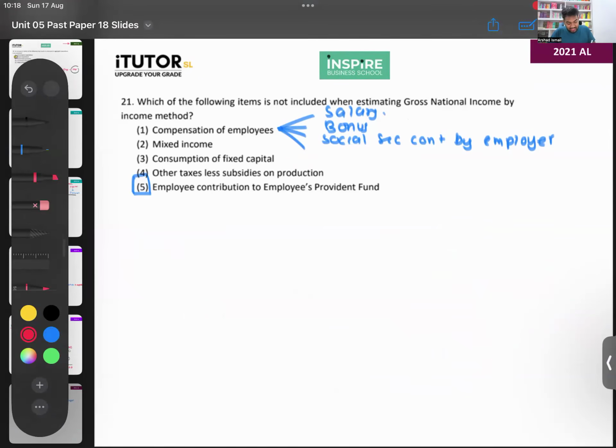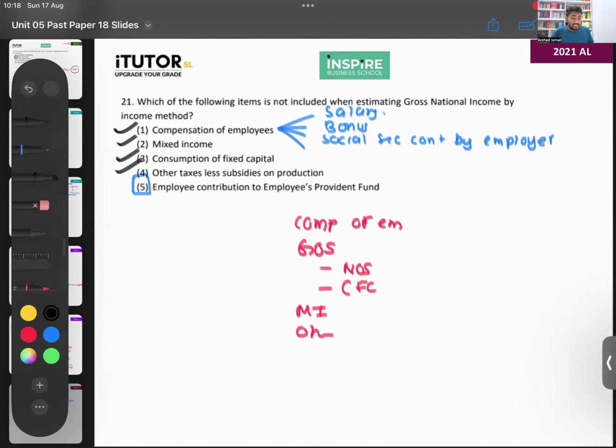If you take GNI, compensation of employees, you have gross operating surplus. Inside this, you have net operating surplus and CFC. Then you have mixed income. Then you have other taxes. So all of that is there. Compensation, mixed income, CFC, other taxes. Then the one that is not there is number 5.